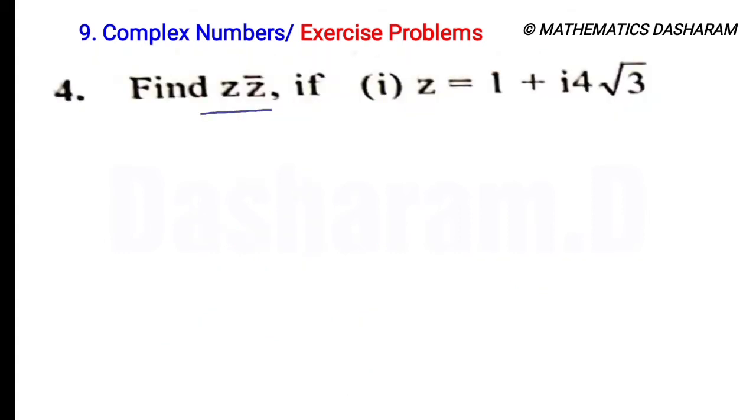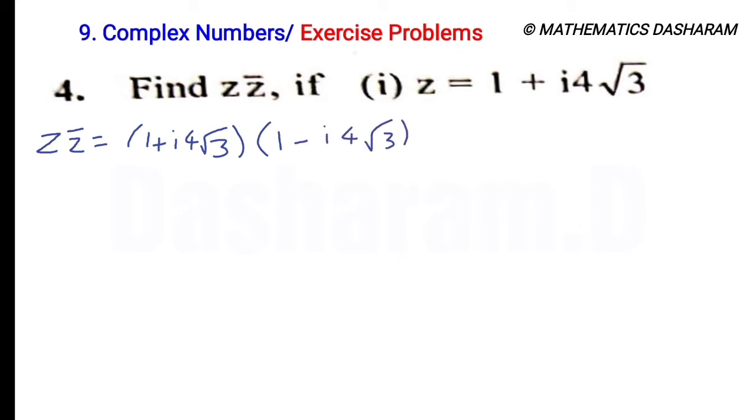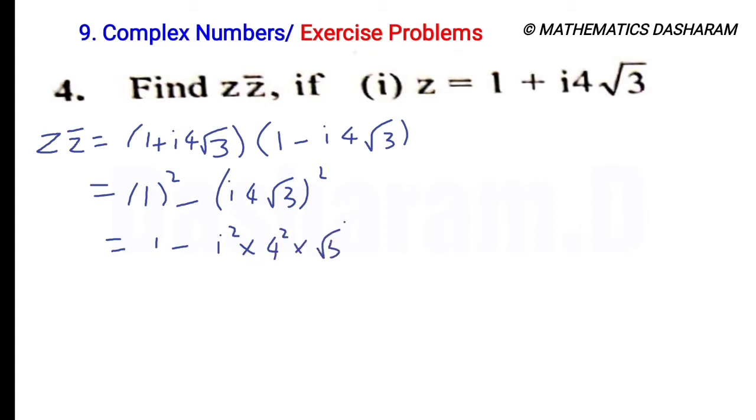Fourth bit: find z into z bar if z equals 1 plus i 4 root 3. The z bar is the conjugate of z, so 1 minus i 4 root 3. So it equals a plus b into a minus b, a square minus i 4 root 3 whole square. 1 square is 1 minus i square into 4 square into root 3 square. So 1 minus i square, whose value is minus 1, 4 square 16, root 3 square 3. Then 1 plus 16 3s are 48, so it equals 49.